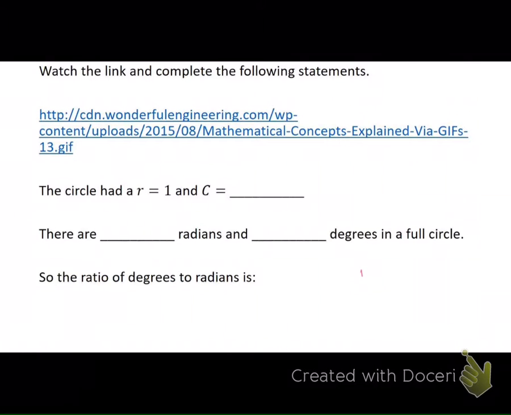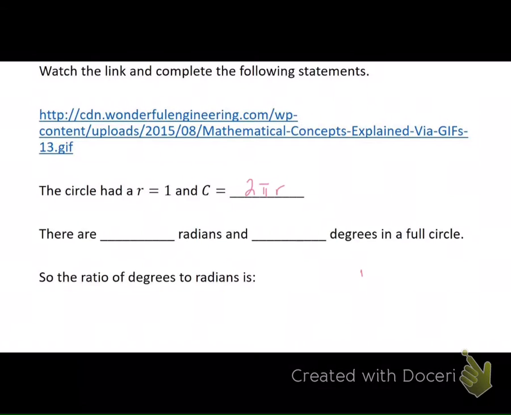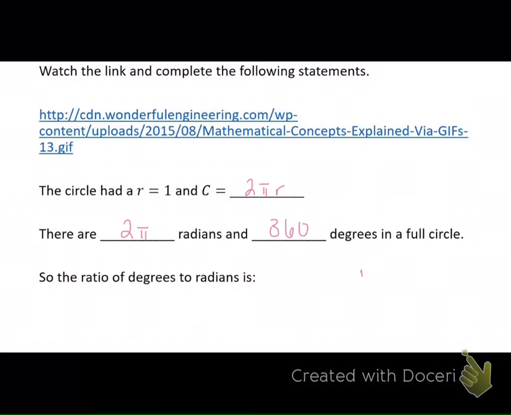So it's trying to show you this relationship of what a radian is. The circle had a radius of 1 is what it was showing you. And we know that the circumference is equal to 2 pi r, right? So what we learned is, how many radians were there in a circle with a radius of 1? How many total was it? Half was pi, so the whole was 2 pi. So there's 2 pi radians, which is the same as 360 degrees in a full circle.